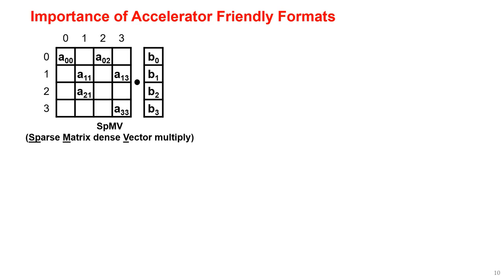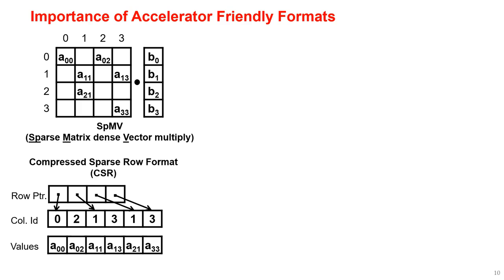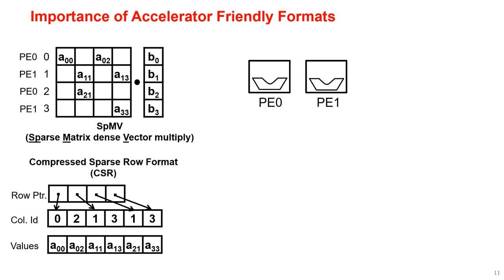But first, let me motivate why we need a hardware-friendly sparse format. Let's take the example of sparse matrix dense vector multiplication, or SpMV. The format that we use here to store the sparse matrix A is called CSR format, or compressed sparse row format, which is by far the most commonly used sparse format. Here all the non-zero elements of A are stored in row major order in the values array along with their column IDs in the column ID array. And a set of row pointers determine the beginning of each row in these arrays. Now let's see the execution of SpMV on two PEs, where different rows of the sparse matrix are assigned to different PEs.